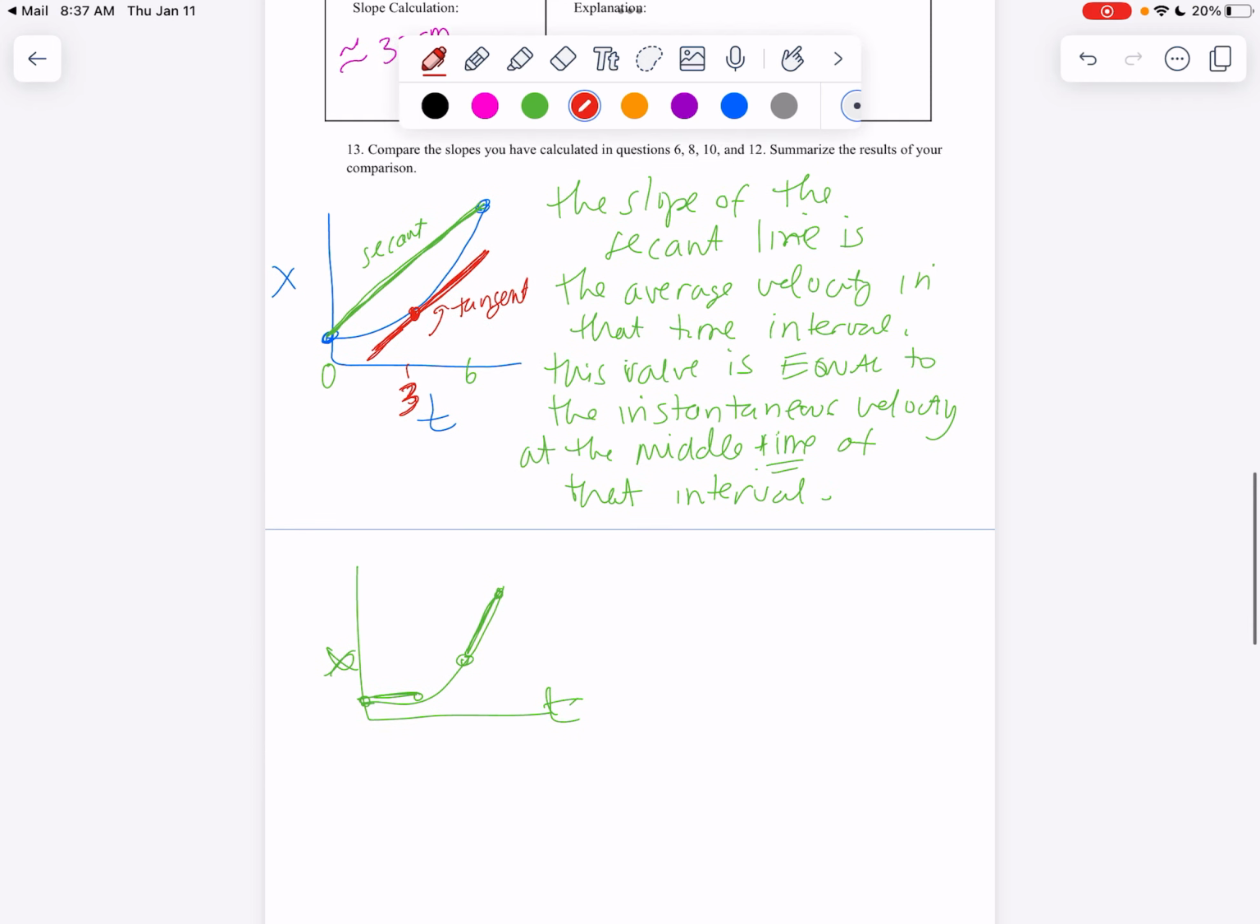So it doesn't always have to be 3 seconds, right? So if I had something like this, and I had some graph like this, and this is 10, and this is 0, okay? If I wanted to know the average velocity at 5 seconds, the middle time of 0 and 10, I could use this line, okay?